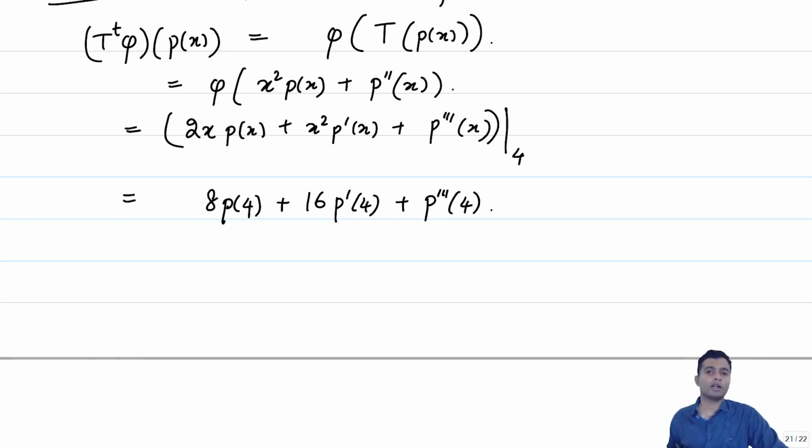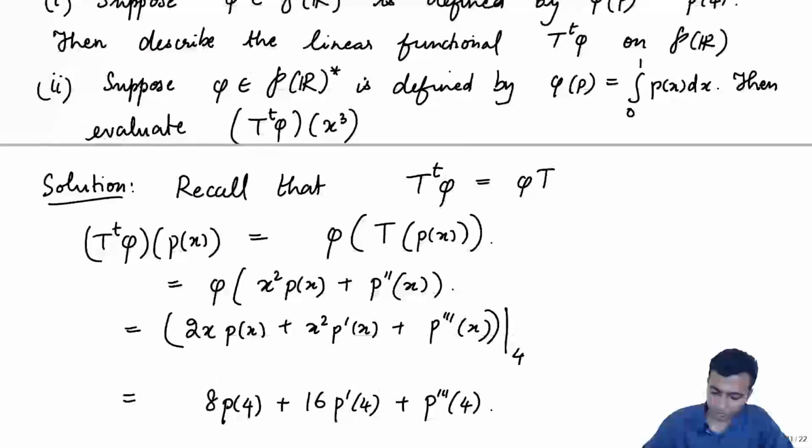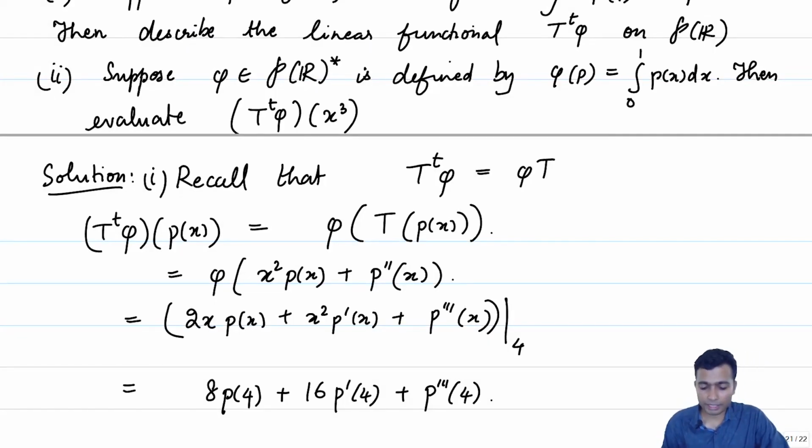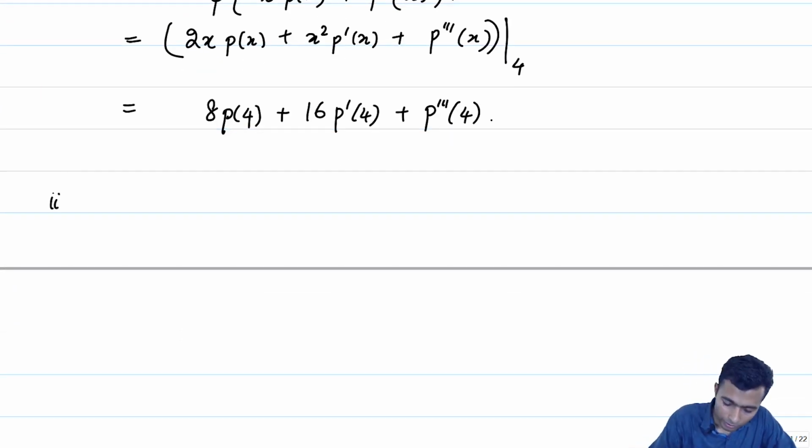This is precisely what T transpose phi of a polynomial P will look like. So this is precisely the functional T transpose phi. Okay, so that solves the first problem. So let's look at the second one. The second one is to evaluate T transpose phi at x cube. We're just going to mimic what we just did.